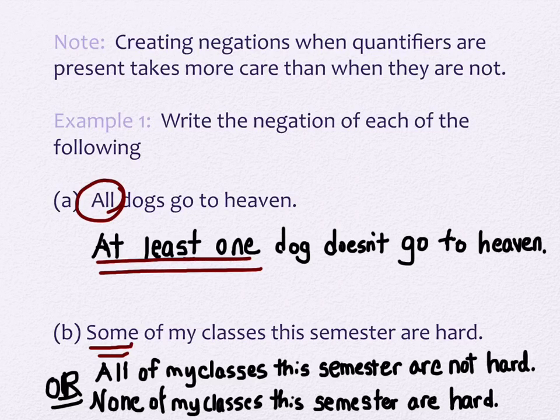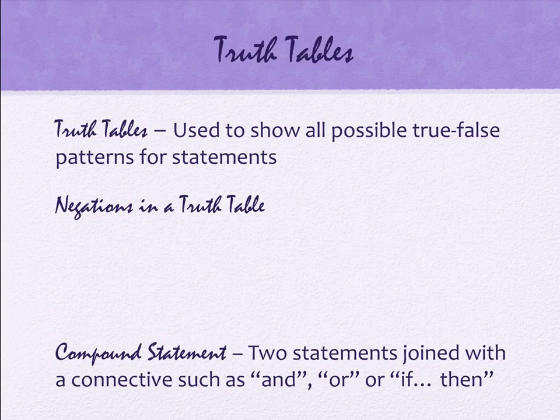But in fact, if I said none of my classes this semester are not hard, it would be the equivalent to saying all of them are. And that's not what you wanted either. We want some of them to not. All of them are not hard is what we want to say. So those are your two options for how to change that, and they're both equally correct. Okay? Truth tables.